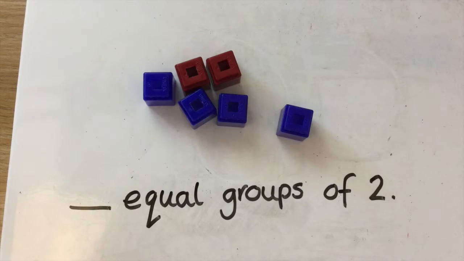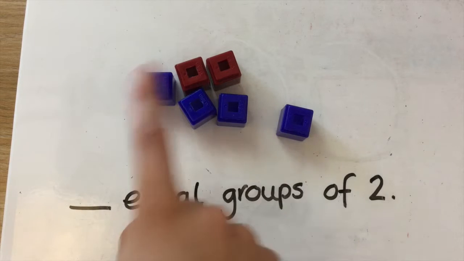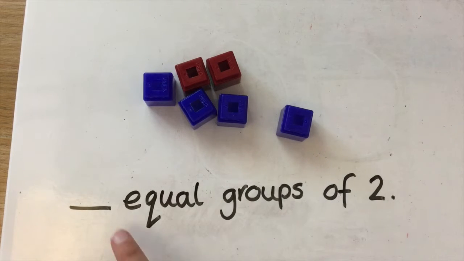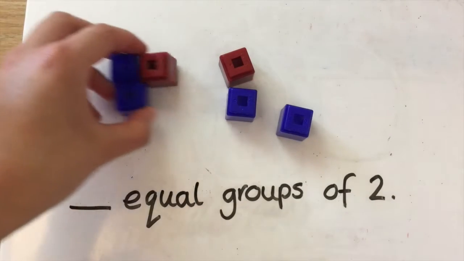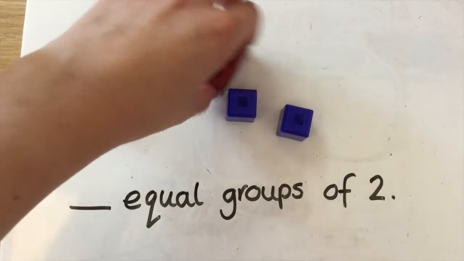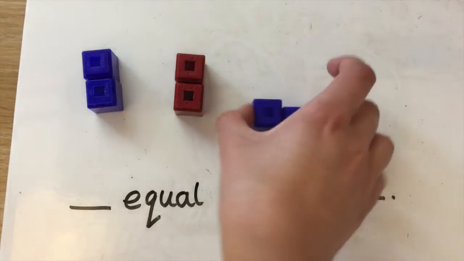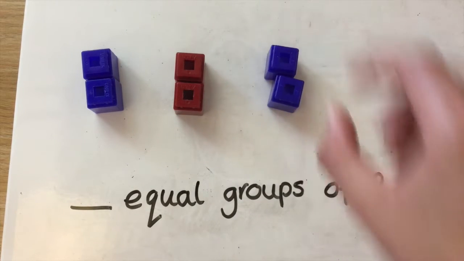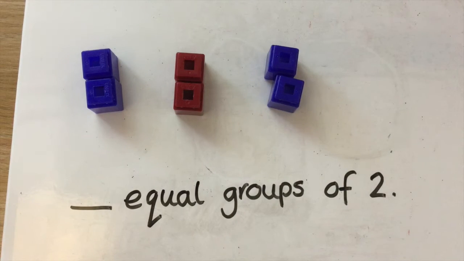Okay, so here's our first challenge. I've got some cubes here and I want to put them into equal groups of 2. And remember, if they're equal, that means they have to have the same amount in each group. So I've got 2 here, that's my first group. Here's another 2 and 2 there. Okay, so I've put them into equal groups of 2.